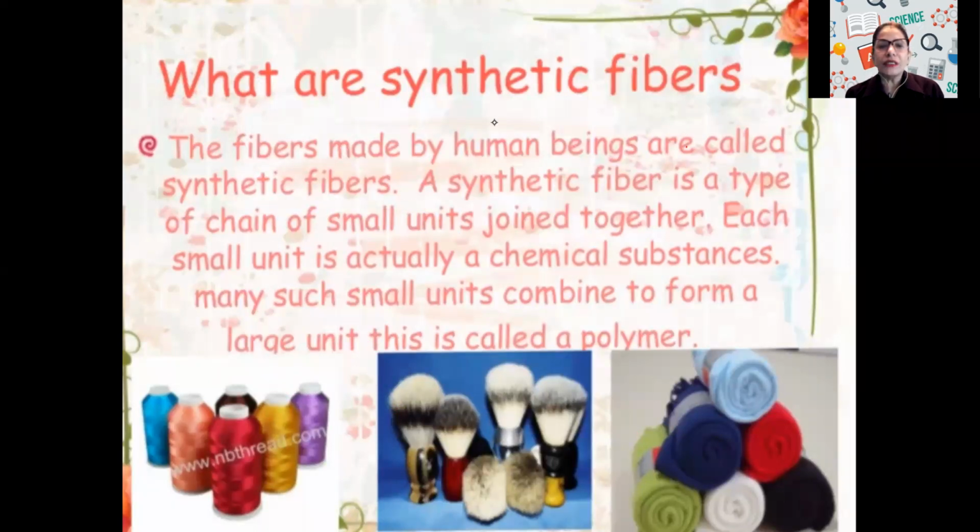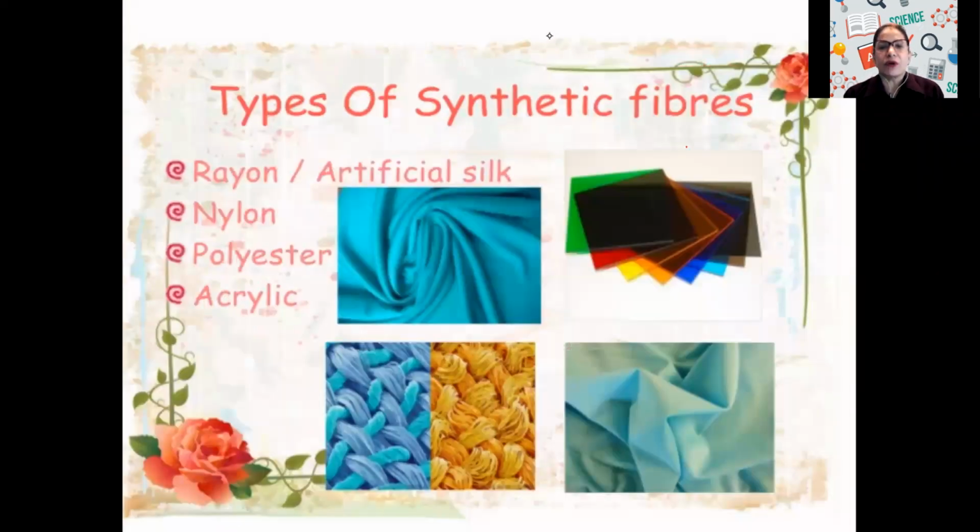Now we will go and see the types of synthetic fibers. What are the various types of synthetic fibers? Synthetic fibers are rayon, which is called artificial silk because it appears like silk. It is not silk, but it is the appearance. It's the luster, the softness, the smoothness, everything appears like silk. So it is known as artificial silk.